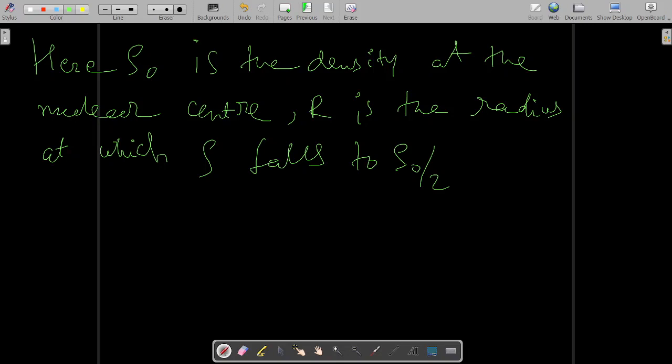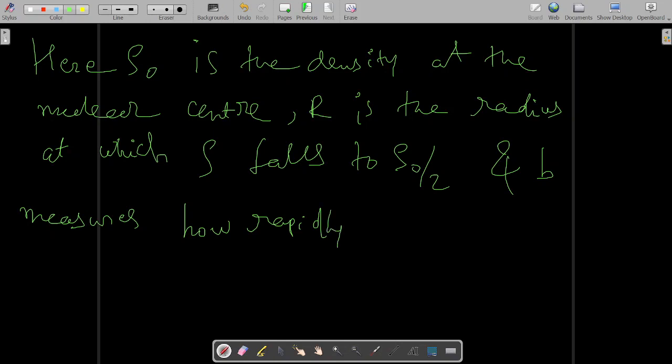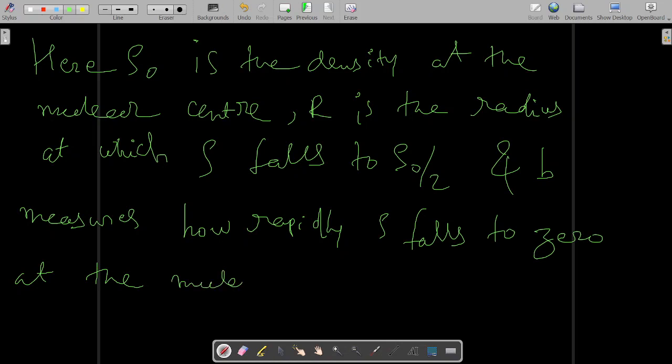Okay, and b measures how rapidly rho falls to 0 at the nuclear surface.